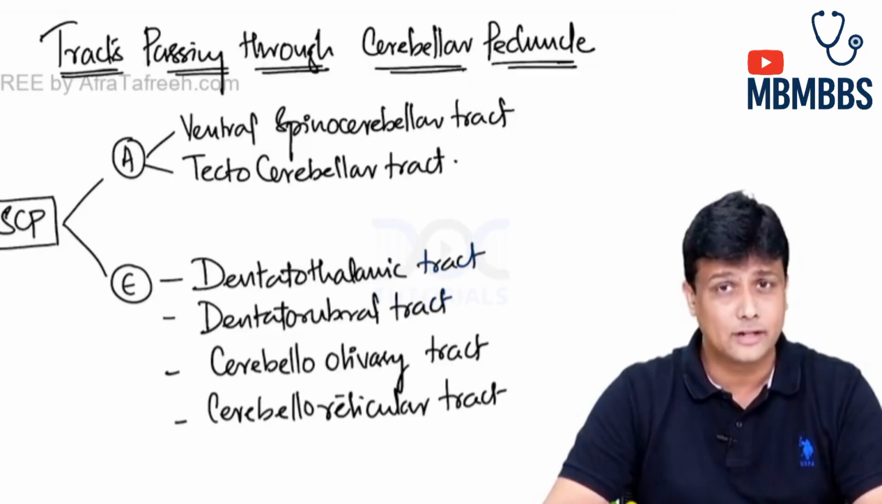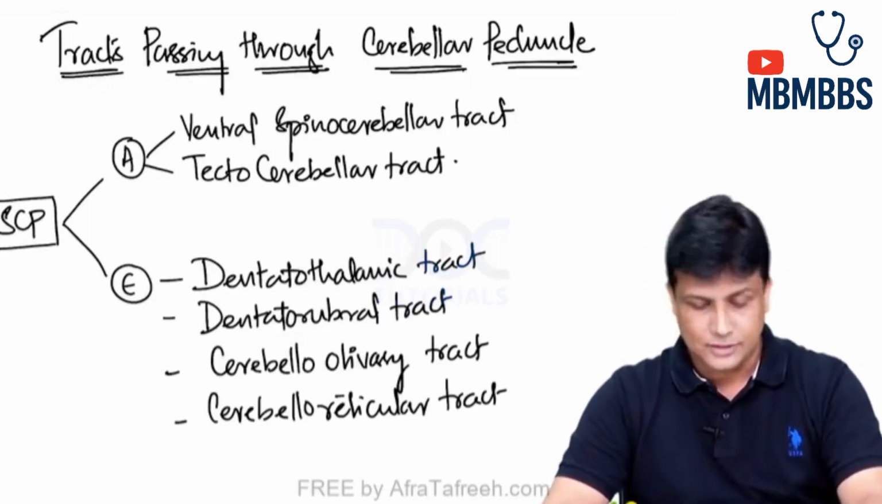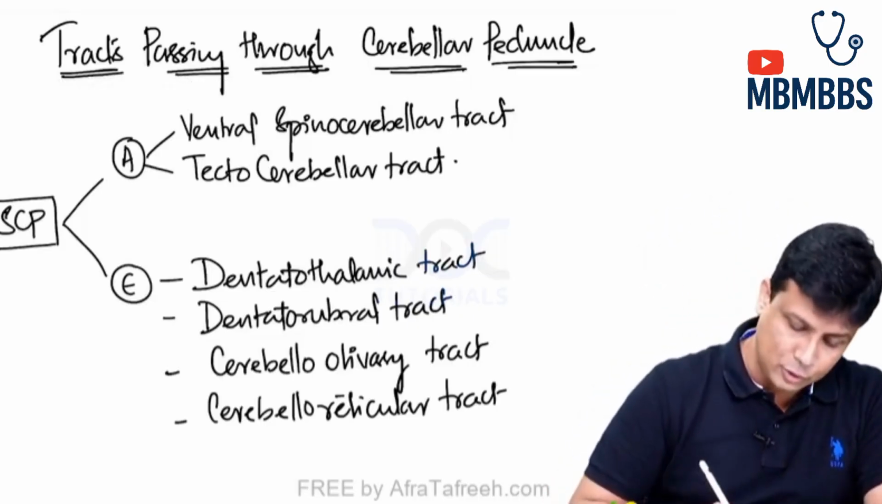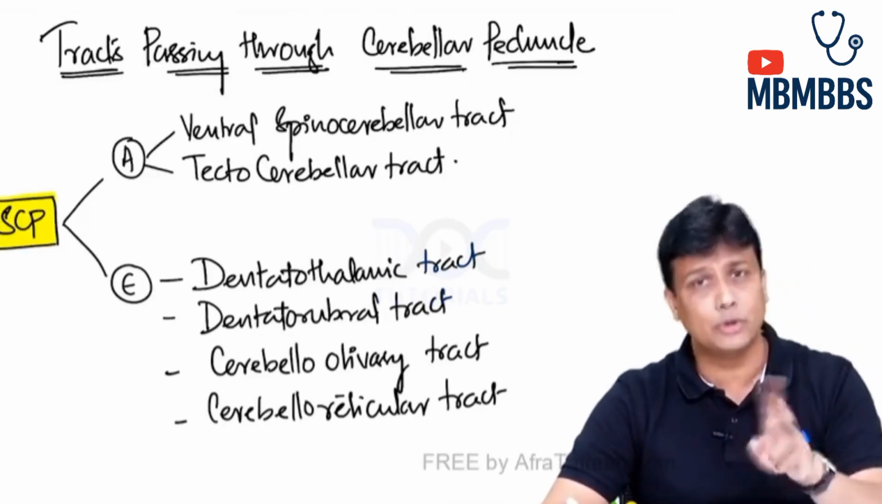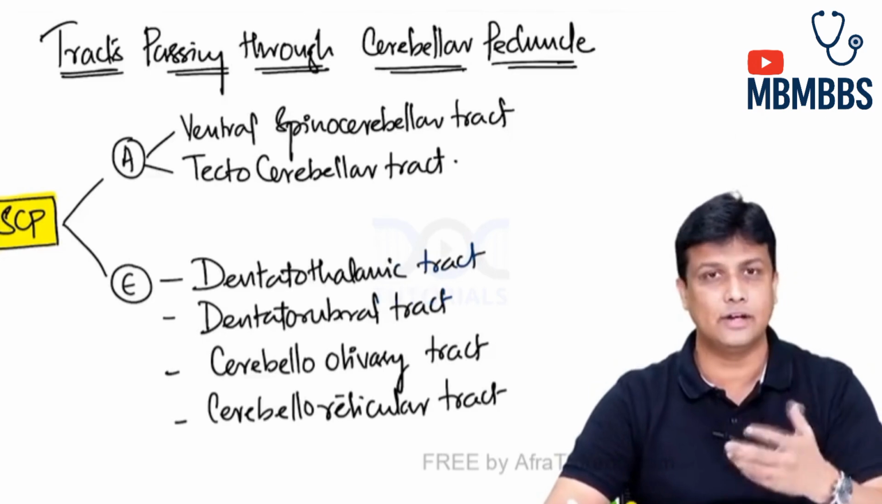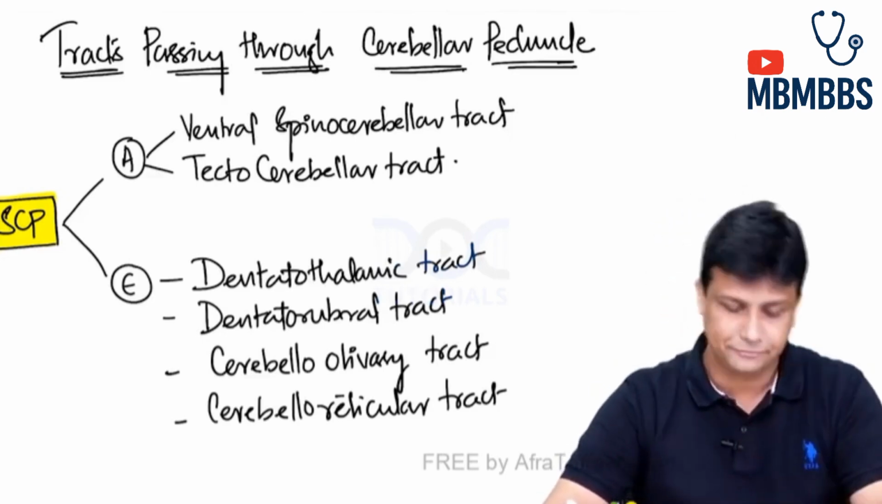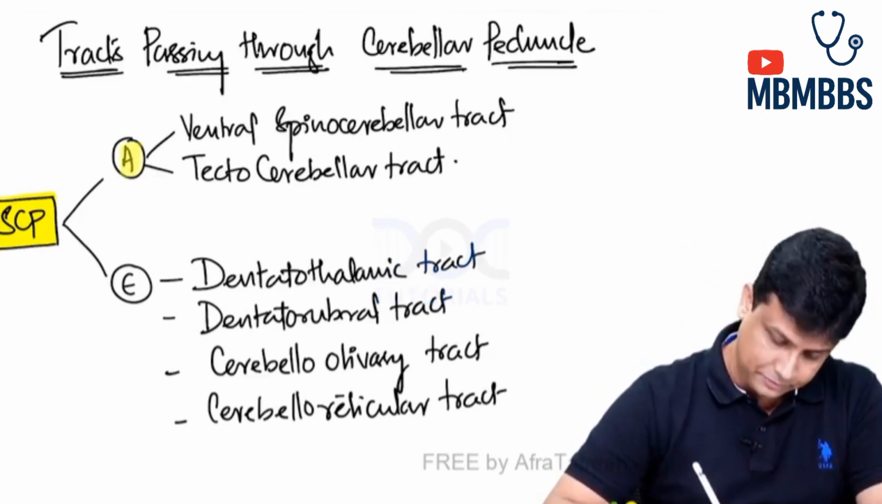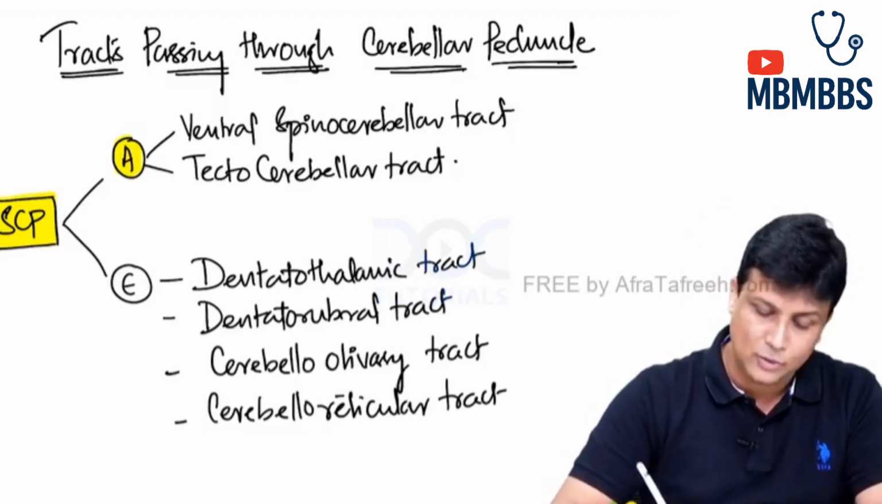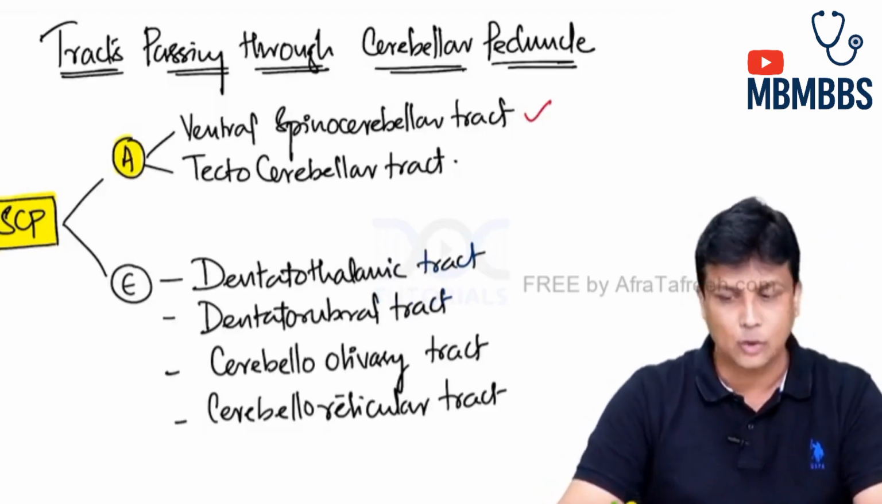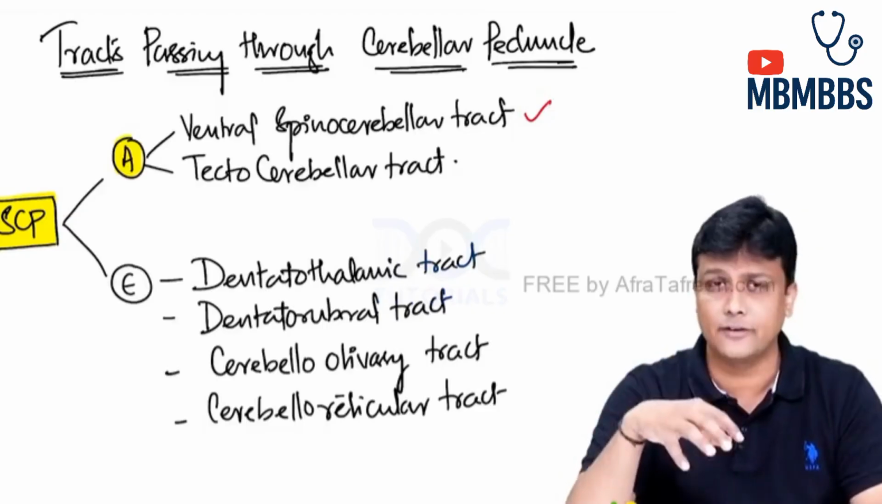Now let us see what are the tracts. First I am going to teach you about the tracts which are going to pass through the superior cerebellar peduncle, and we are going to see both the categories there, the afferent and the efferent, the tracts which are going to enter and leave. Now first the afferent, and the good thing here is you already know about the ventral spinocerebellar tract. Try to recall when we learned about the ascending tracts and descending tracts.